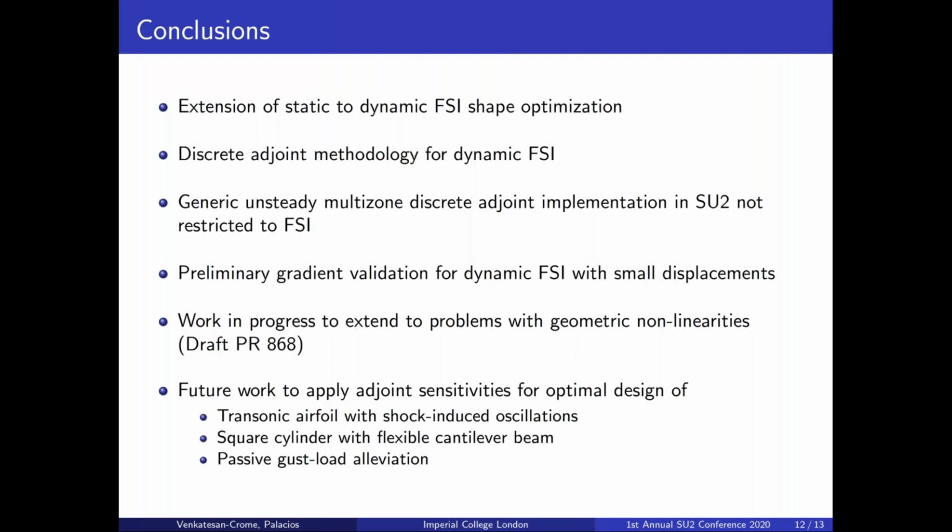The expected future work is to apply the adjoint sensitivities to explore optimal design problems such as the transonic airfoil with the shock-induced oscillations discussed, but also looking at other optimal problems such as a square cylinder with a flexible cantilever beam type problem, which is a typical benchmarking exercise for primal dynamic FSI, and that'll be interesting to extend for design work as well. And I'm also working on gust load alleviation problems using the existing wind gust implementation in SU2, and hope to extend this to optimal design of passive gust load alleviation.